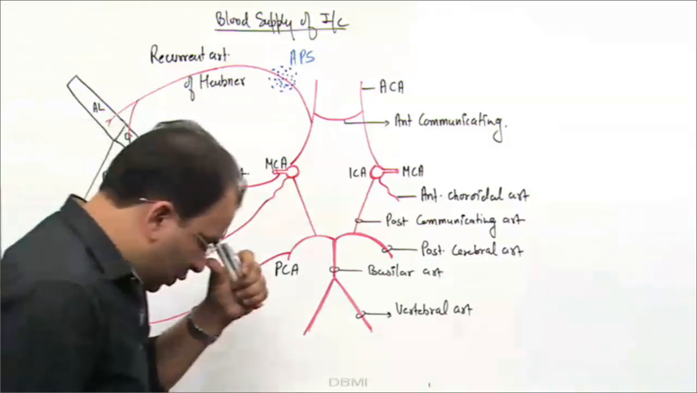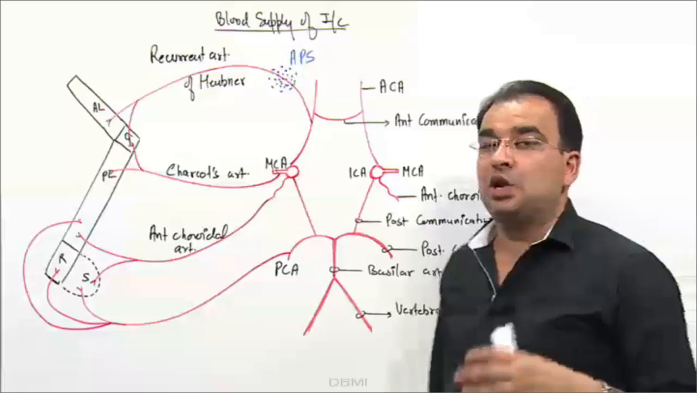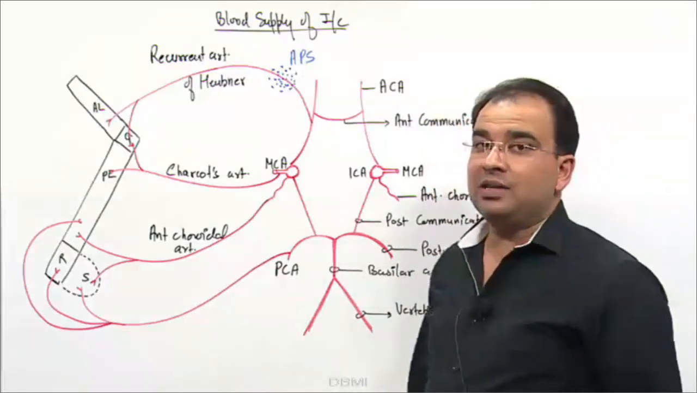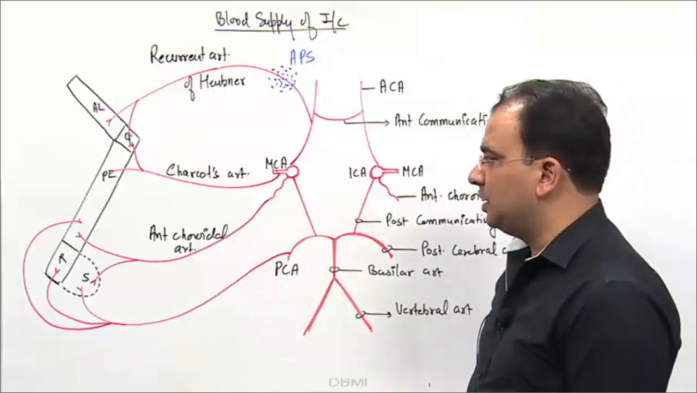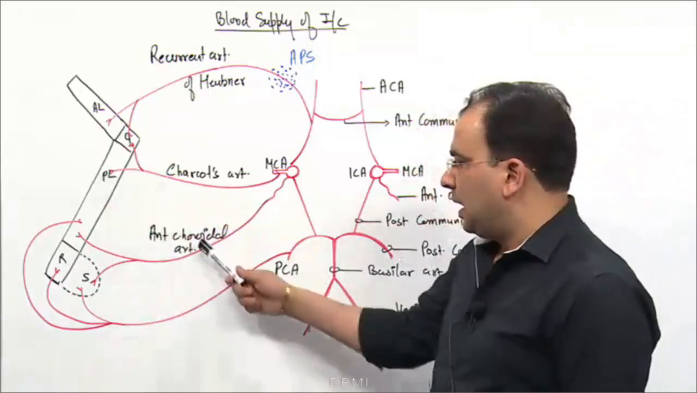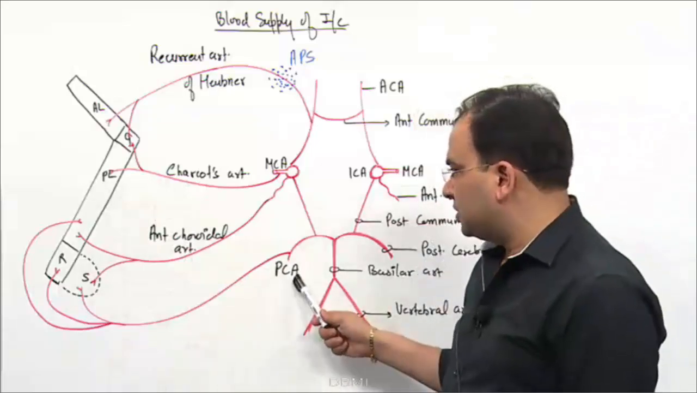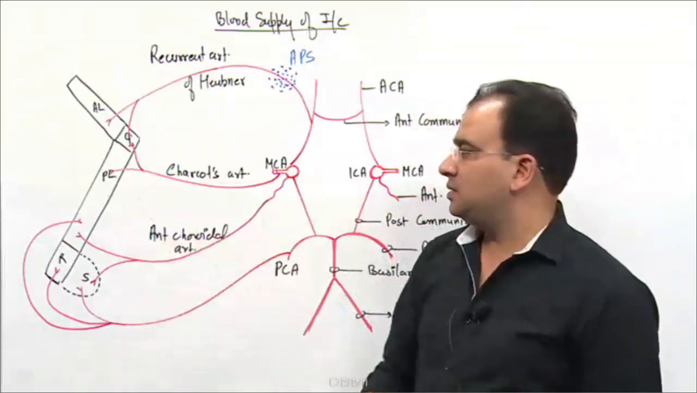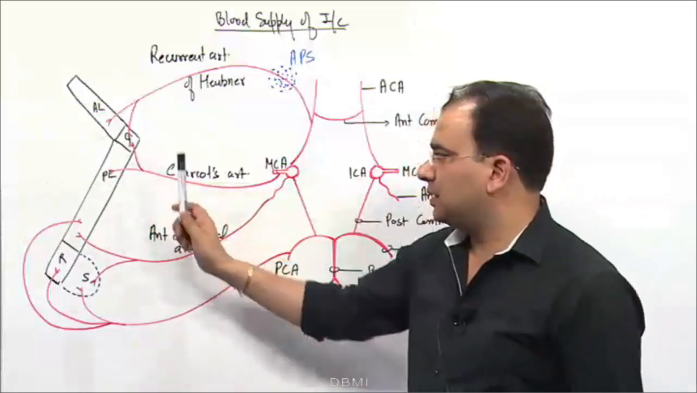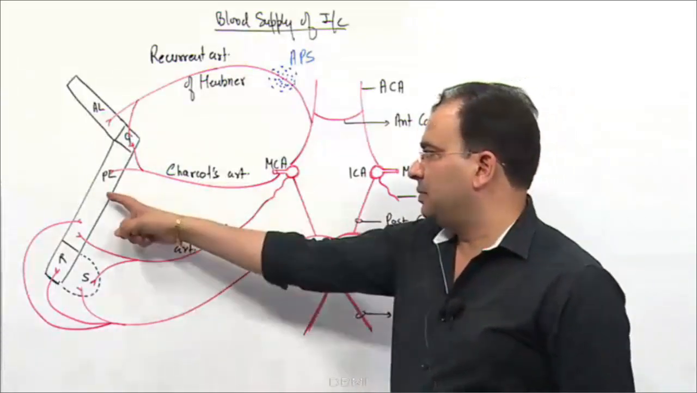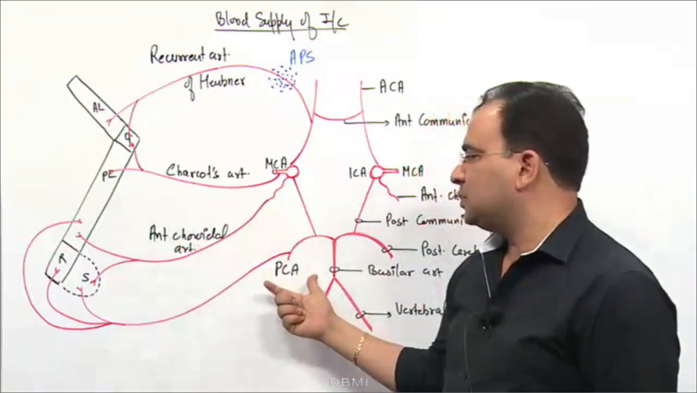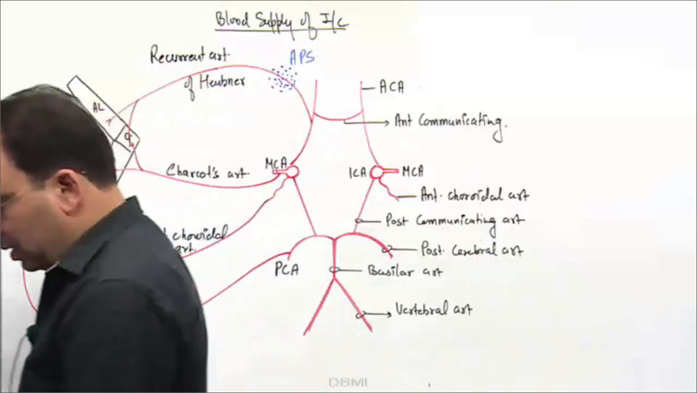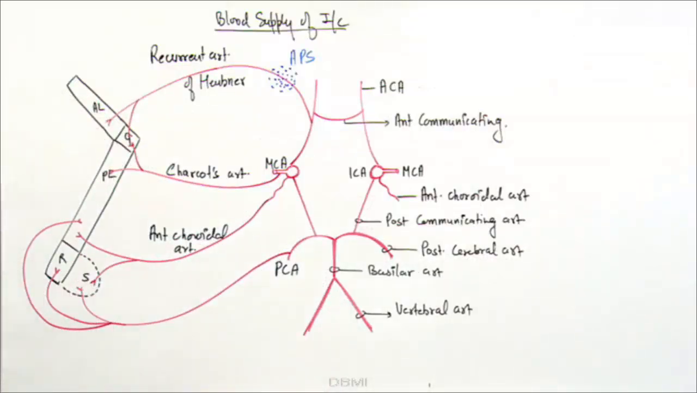Now they asked this question once: which of the following arteries is not supplying the posterior limb? Now what artery can you see supplying the posterior limb? Charcot's artery is supplying the posterior limb, anterior choroidal is supplying the posterior limb, and even posterior cerebral is supplying the posterior limb. So please, just write down all the three branches supplying the posterior limb at one place. The posterior limb is supplied by Charcot's, anterior choroidal, and posterior cerebral artery.